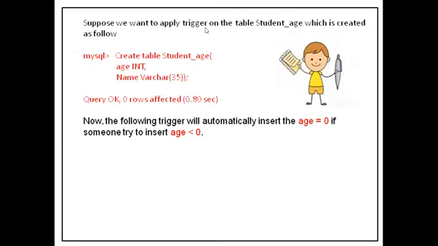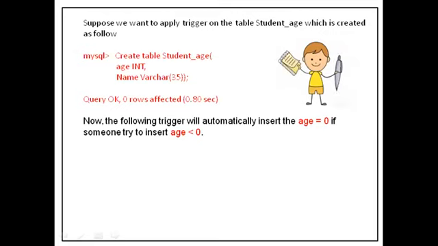insert the records, then change the delimiter. Last one, you will get the output. Suppose we want to apply triggers on the table student_age. Student_age is the table name, which is created as follows. So now create table student_age (age int, name varchar(35)). So I created one table.